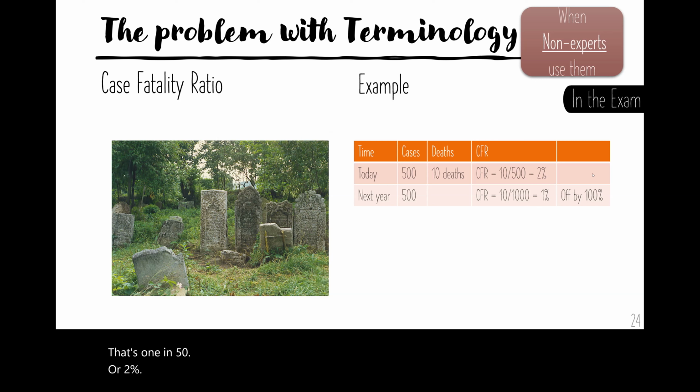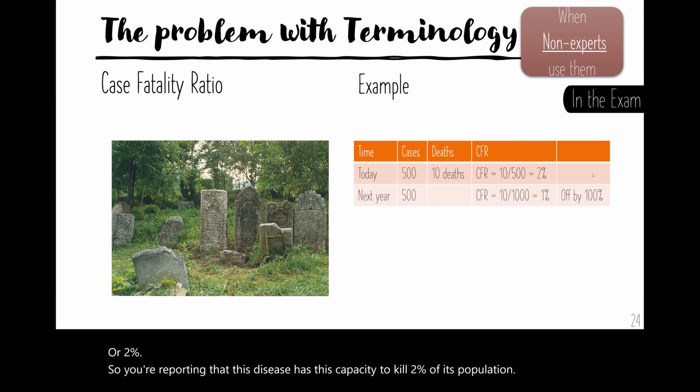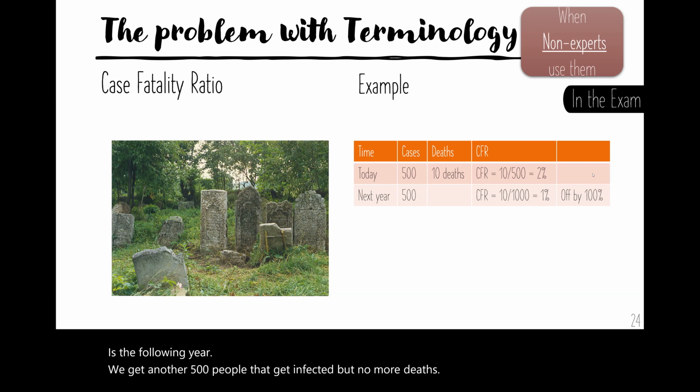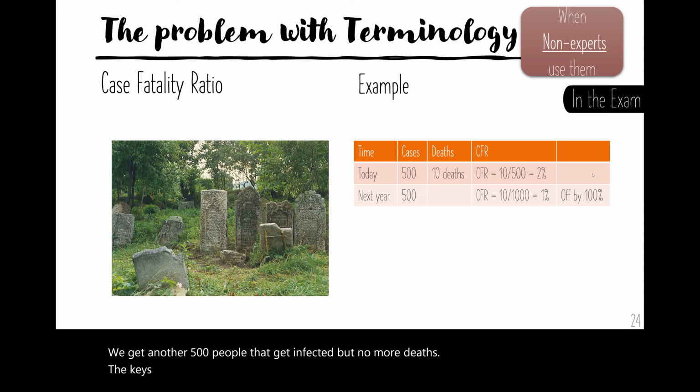So now you're reporting that this disease has the capacity to kill 2% of whoever it infects. But what happens if the following year, we get another 500 people that get infected, but no more deaths? Well, now the case fatality ratio literally got cut in half. It changed from 2% to 1%. Now it only kills 1 in 100. Now, what happened? Why wouldn't there be any new deaths?